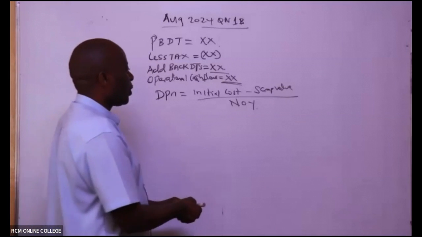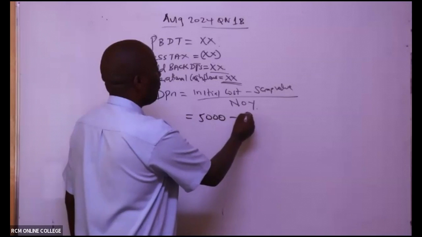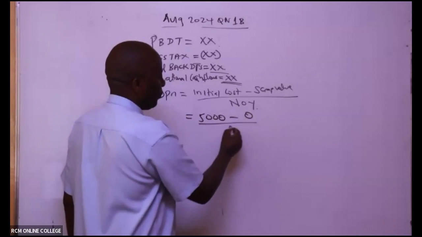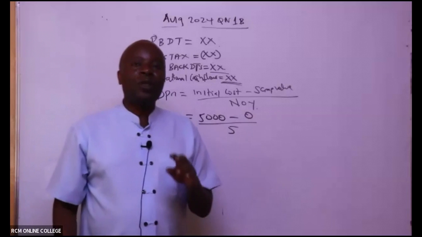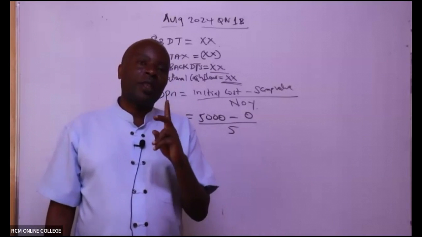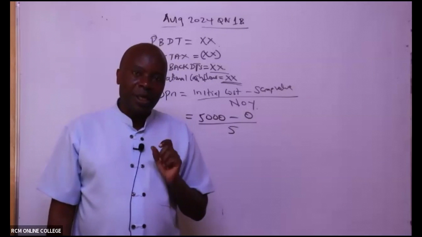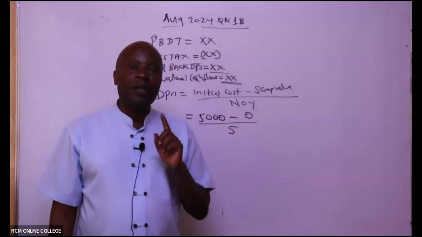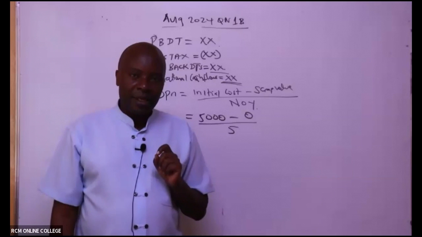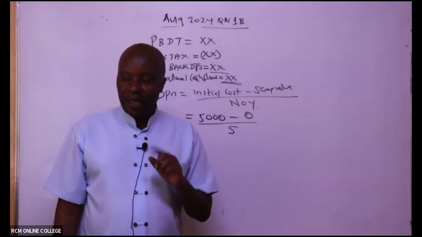So then the initial cost will become, in this case, 5,000, minus scrap value, which is zero. Number of years, they have told us they are 5. Let me ask you a question. What if there was an installation cost of 1,000? If there was an installation cost to install this machinery, then what would the initial cost be?